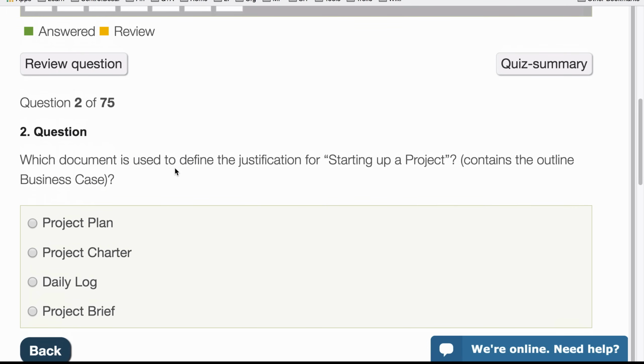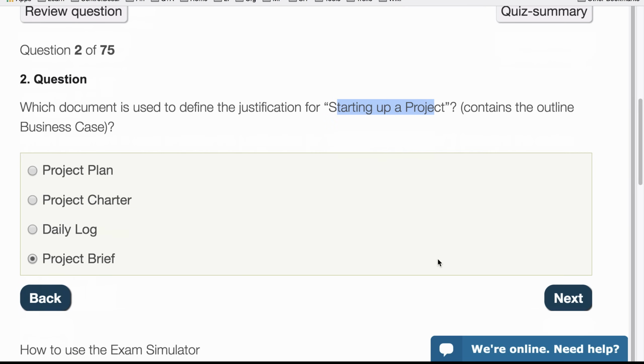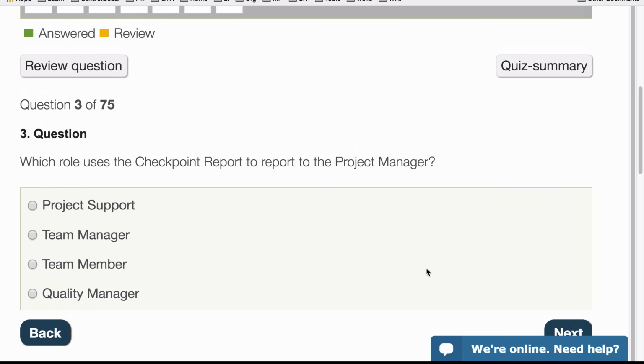Which document is used to define the justification for starting up a project? So there's a tip here, it contains the outline business case. So the key here is starting up a project. The project plan, that's not it, because it's created later. The project charter does not exist in PRINCE2. The daily log, that's just a log file. And the project brief contains the project product description and the outline business case. So in this case, it would be project brief. So I click on Next.